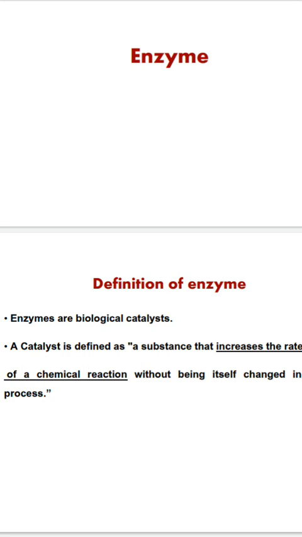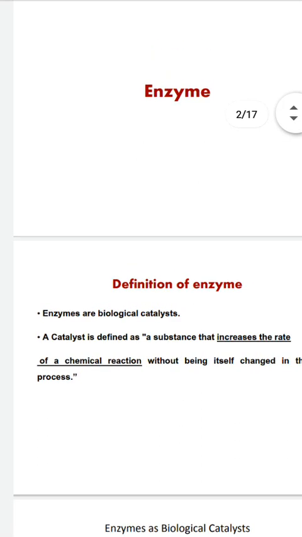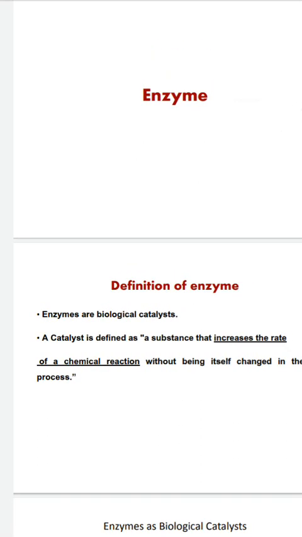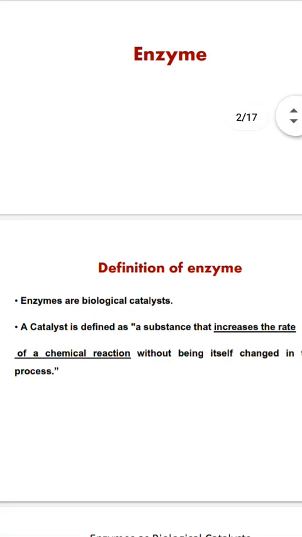metabolic reactivity, or we can say they can increase the rate of a chemical reaction in the system of the plant and animal. So basically, the first definition goes like this: enzymes are nothing but proteins, or we can say enzymes are called biological molecules or biomolecules which act as a catalyst. A catalyst is defined as a substance that increases the rate of a chemical reaction without itself being changed in the process.